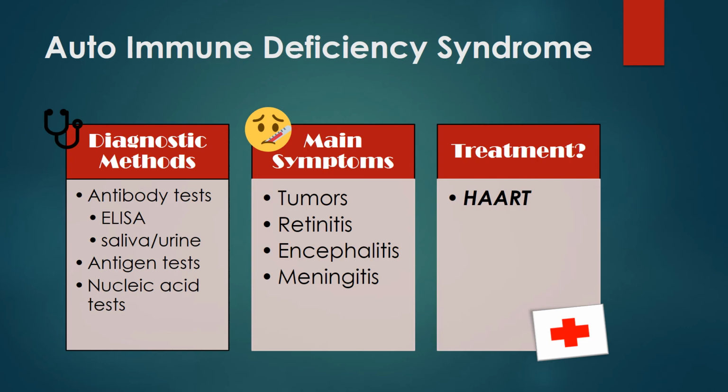A patient suffering from AIDS may experience symptoms including but not limited to increased risk of tumorigenesis, which is the formation of new cancers, retinitis, which is the inflammation of the retina that can threaten vision. The symptom is also caused by cytomegalovirus or CMV infections. Encephalitis, which is the abnormal swelling of brain tissue. And meningitis, which is the inflammation of the layers that cover the brain.